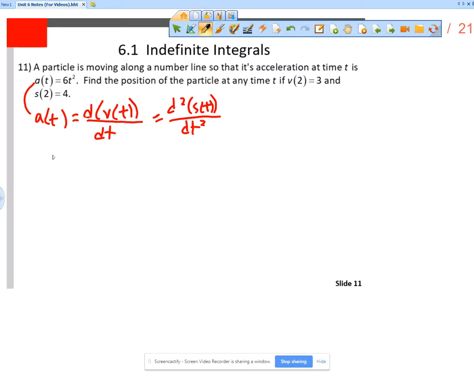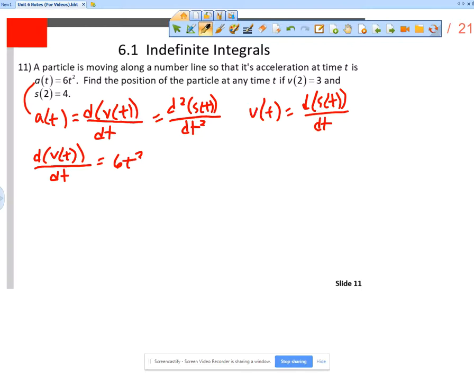All right, so now first thing I'm going to do is say, okay, well, if a of t is 6t squared, then that means that dv of t over dt is equal to 6t squared. So the first step is to solve the differential equation. Remember, a of t is a derivative of v of t, so I'm going to solve for v. Then, once I have v, I recognize that v of t is the derivative of s of t. So I have ds of t over dt.